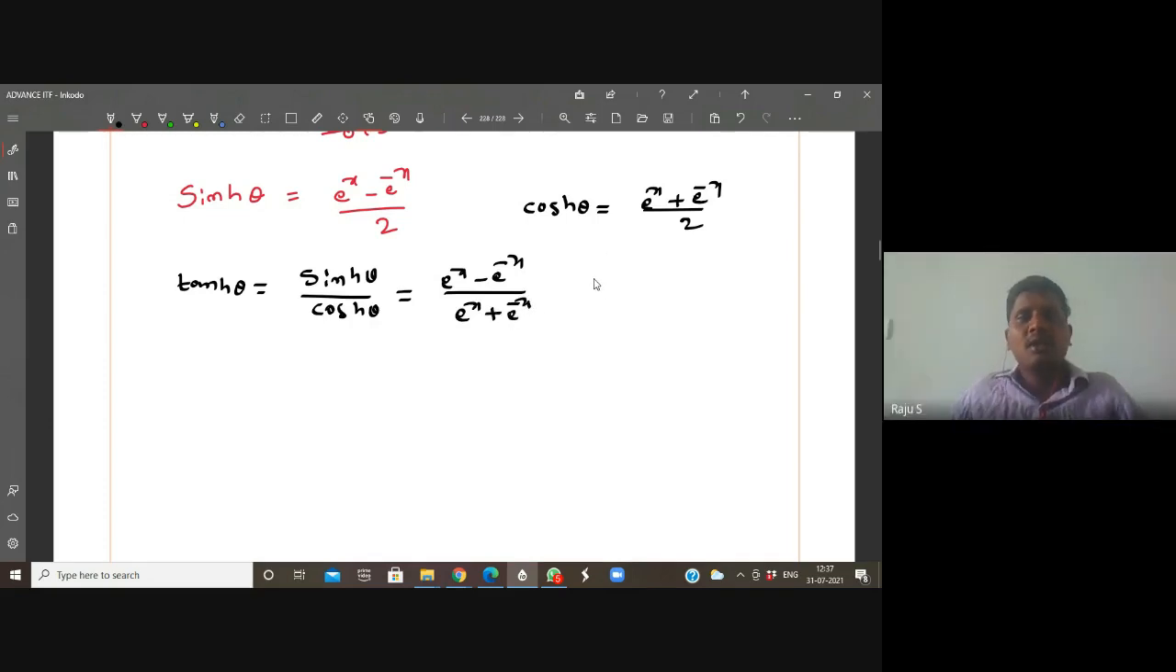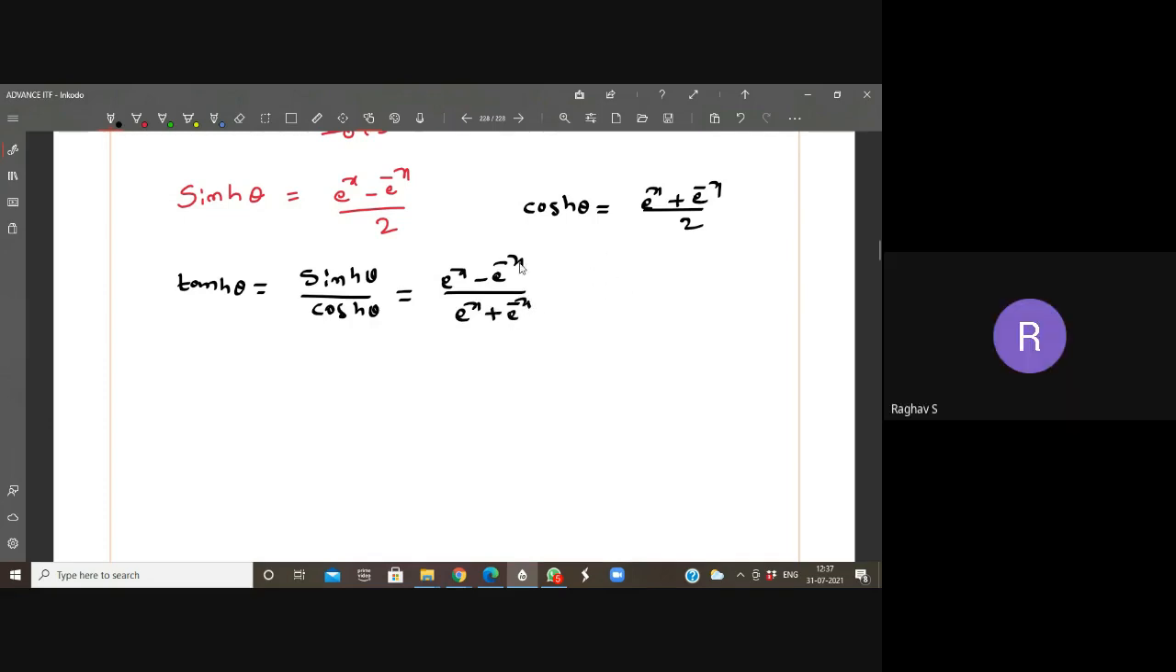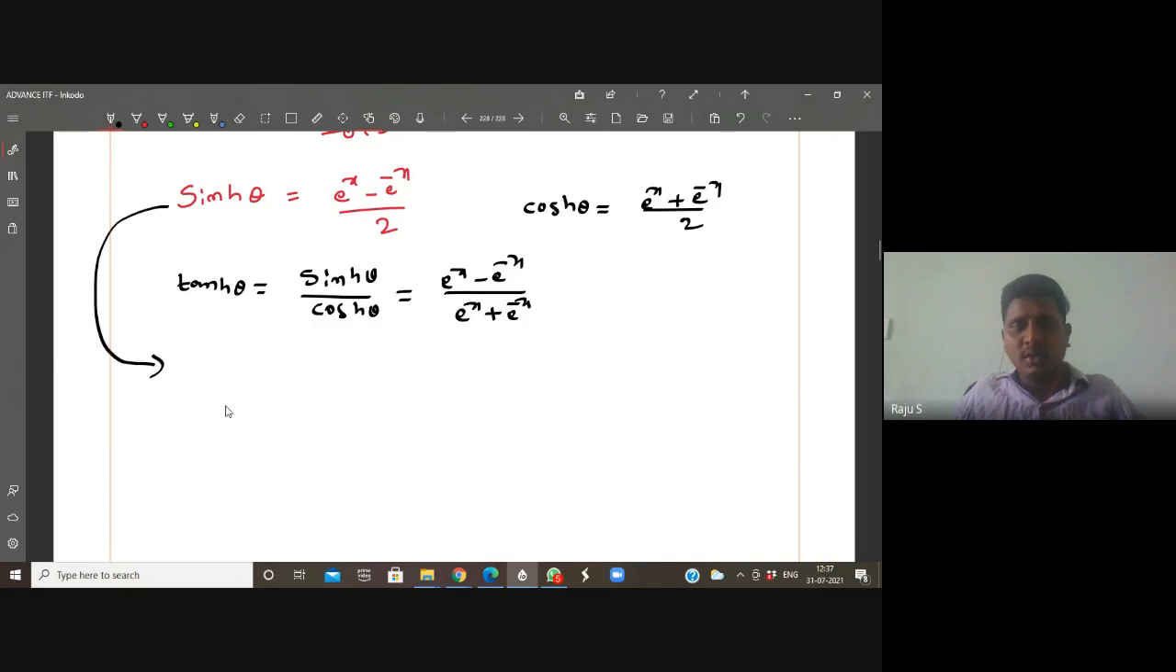can you write coth x? Yes, sir. It is (e^x + e^(−x)) divided by (e^x − e^(−x)). Okay, fine. See, what is the value of sinh(iθ)?